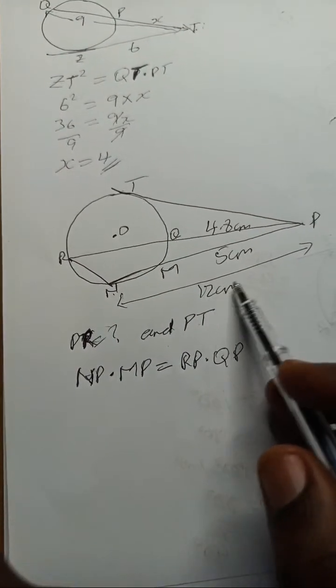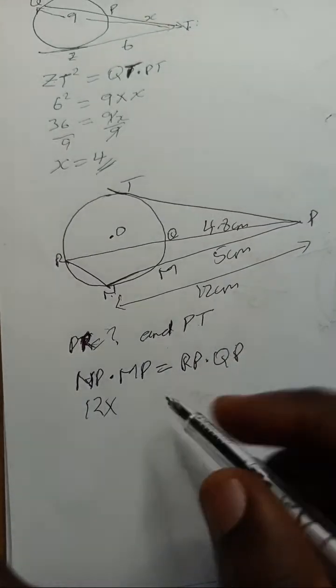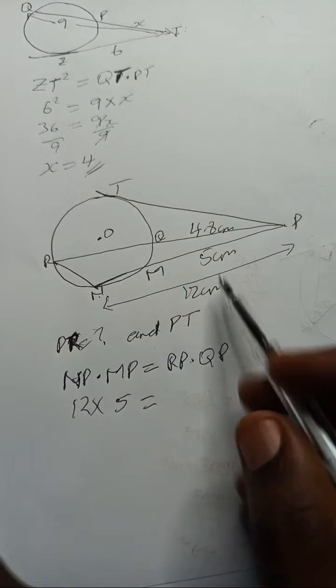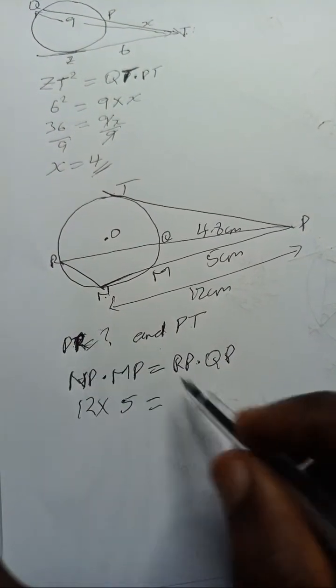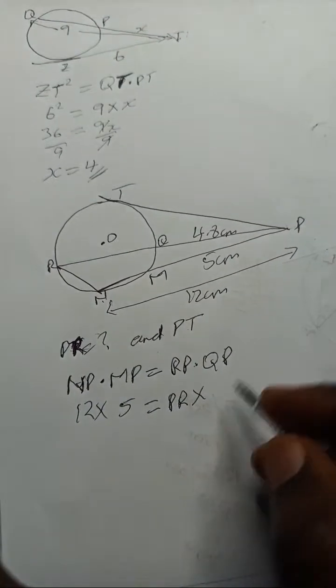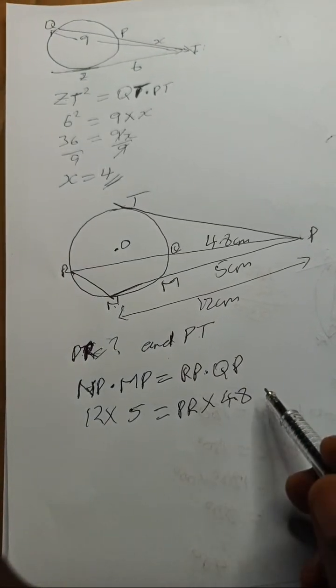So let's slot in the values and see what we get. NP is 12, so we have 12 multiplied by MP, which is 5, is equal to RP, that is what we are looking for. RP is also PR. QP is 4.8.